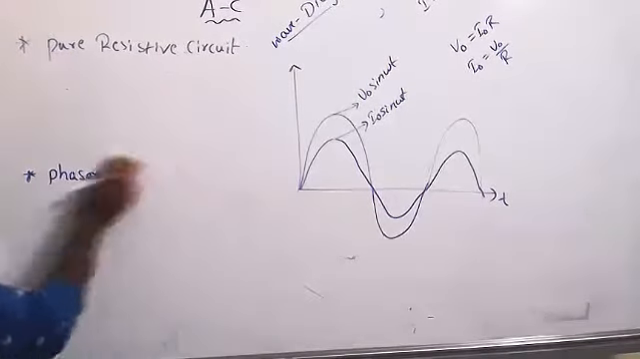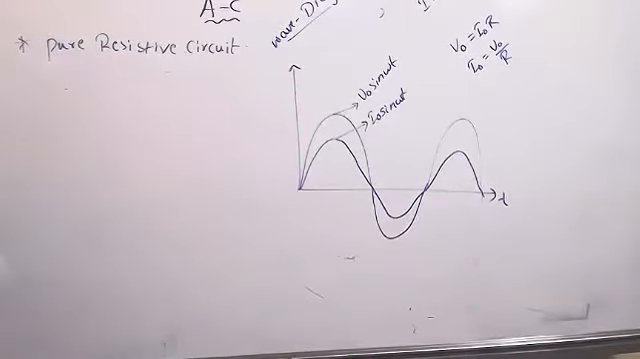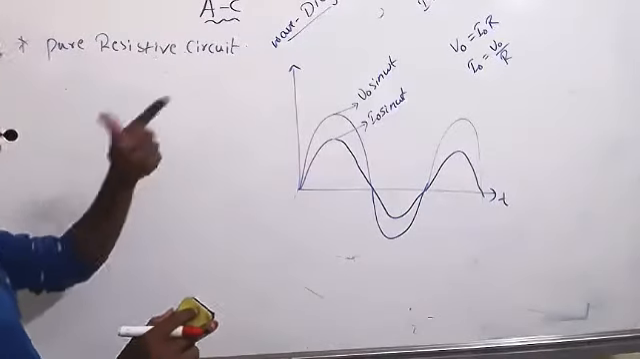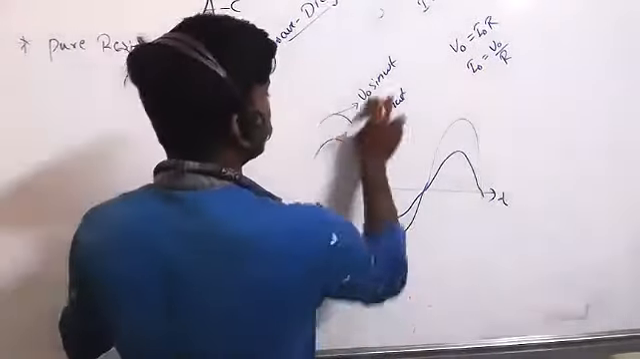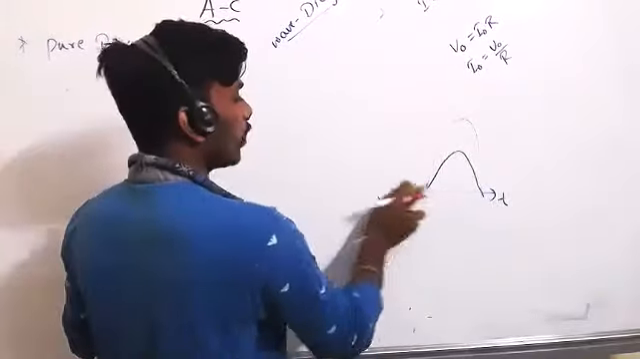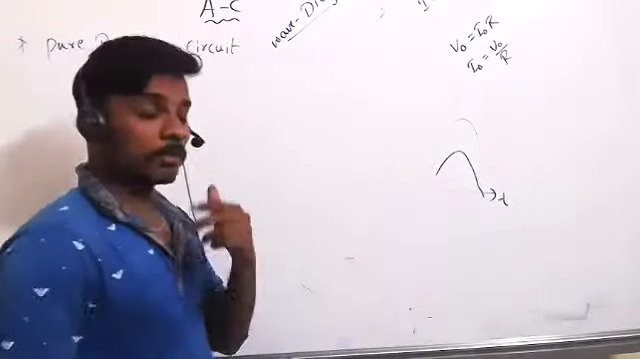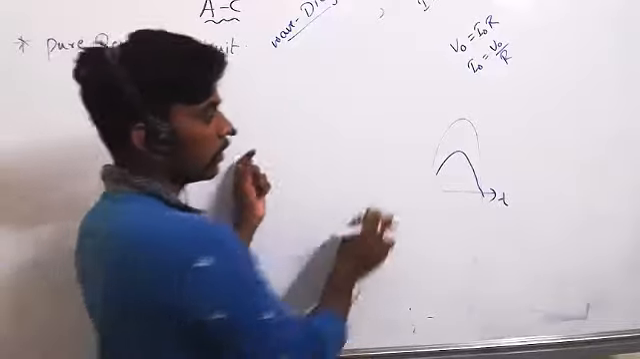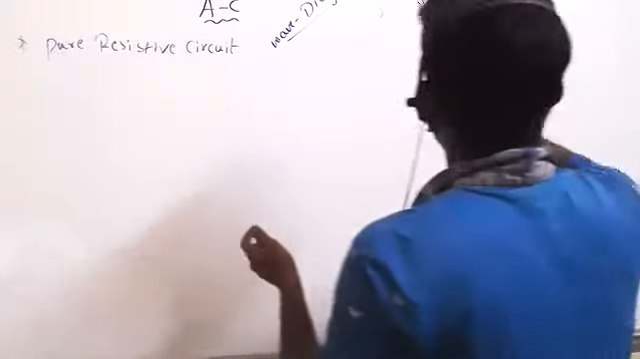Second question. There are 3 questions. Any question they can ask. Pure resistive circuit they can ask. And after that, 2 questions are there. From the 3 questions, 1 question is very, very important. If we know the 3 questions, the remaining 2 questions depend on these 3. So listen carefully to these questions.